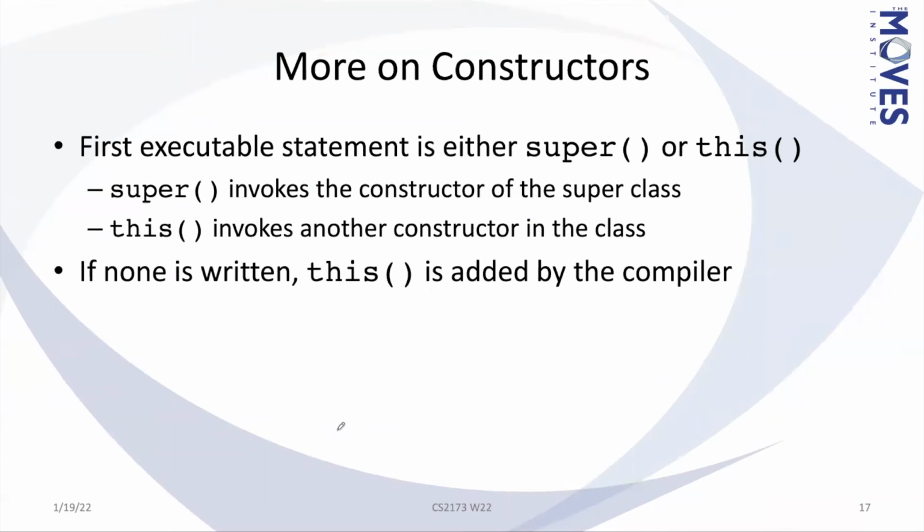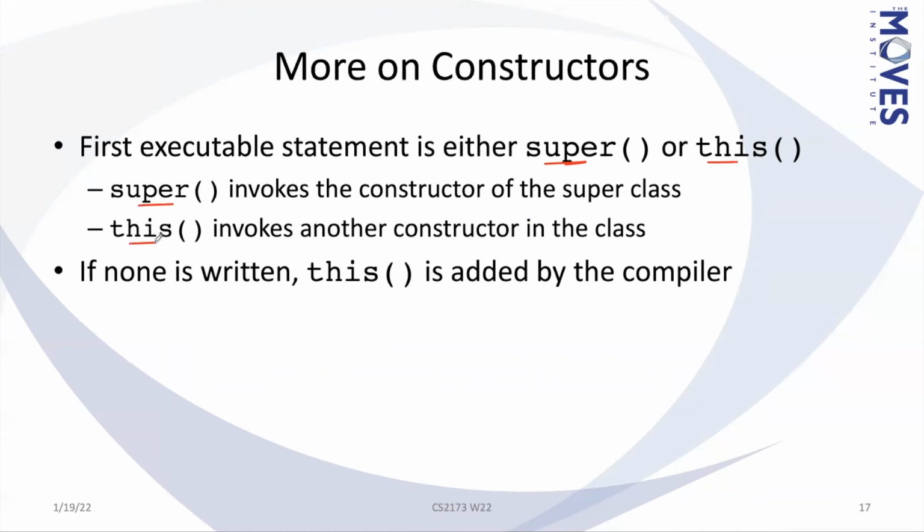Now, the other thing to understand about a constructor is that the first executable statement in a constructor is either a call to super or a call to this. Okay, now we've seen this already. We haven't seen super, and again, we're kind of peeking ahead a little bit. When it calls super, it invokes the constructor of the superclass.